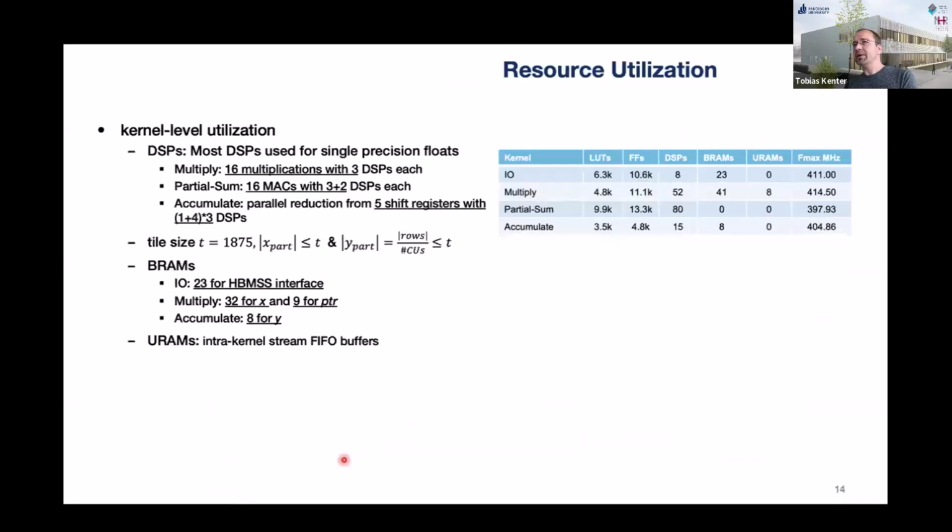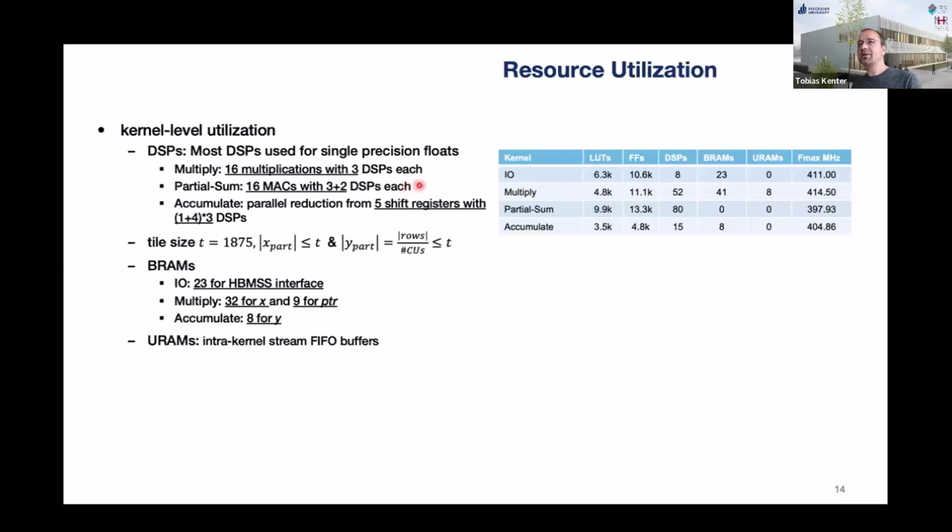So this design we have implemented on the U280 card. We have 4 kernels, and we can look at the resource consumption. In particular, the DSP utilization can be perfectly explained. In the multiply kernel, we have 16 multiplications with 3 DSPs each. I think there are 4 DSPs extra for address calculations.